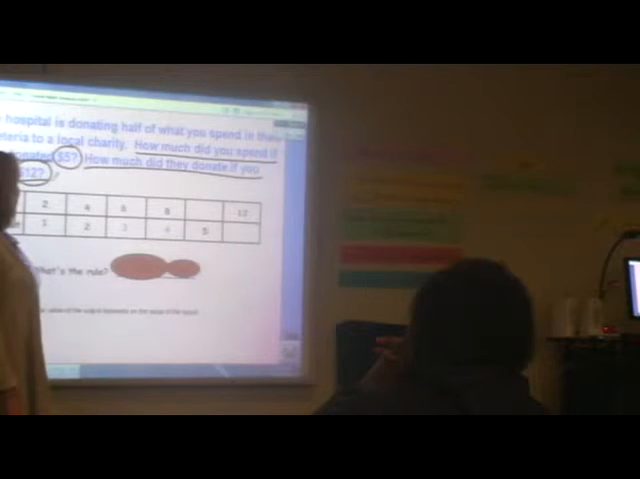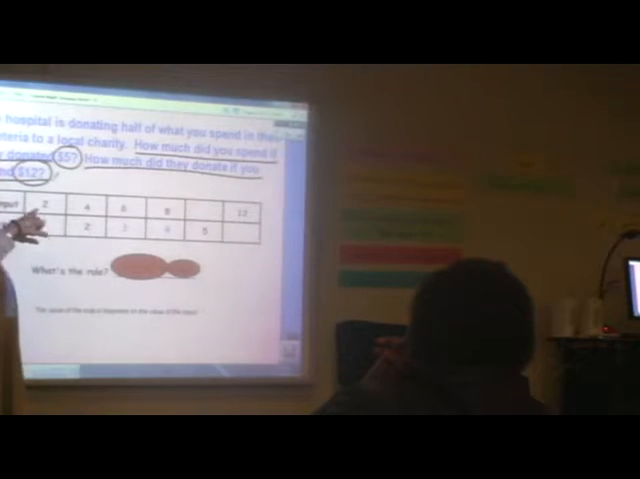Minus, no. Could be. Well, we have to check that out. 2 minus 1 is 1. 4 minus 1 is 3. That wouldn't work. Okay, let's look at it one more time.